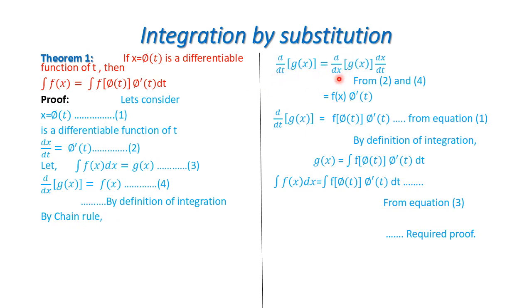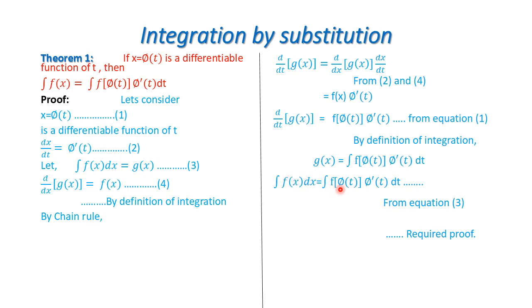Therefore by chain rule we have d by dt of g of x, first the derivative of g of x with respect to x, and into the derivative of x with respect to t. Replace this term by f of x and this term by phi dash of t, but x is equal to phi of t. Therefore we have d by dt of g of x is equal to f of phi of t into phi dash of t. Now integrate this equation, that is, both the sides with respect to t. Therefore we have g of x is equal to integration of f of phi of t into phi dash of t into dt.